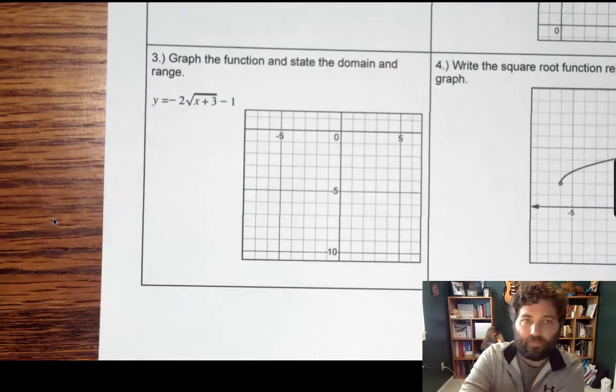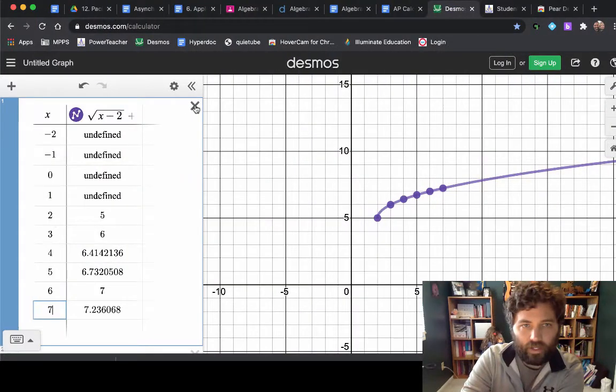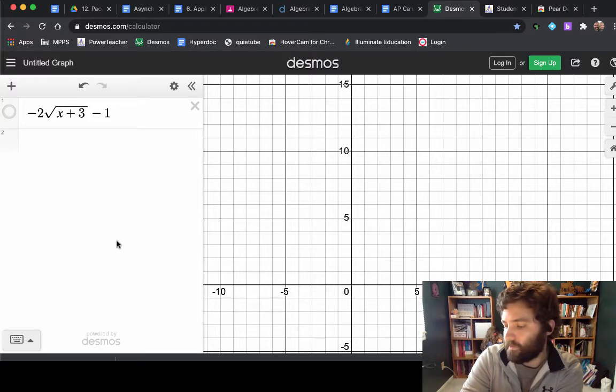Let's do another one of these, a little bit more complicated. You should try this one and see how it goes.